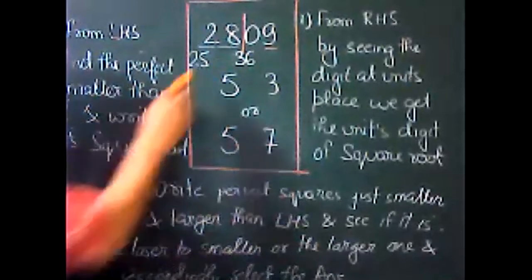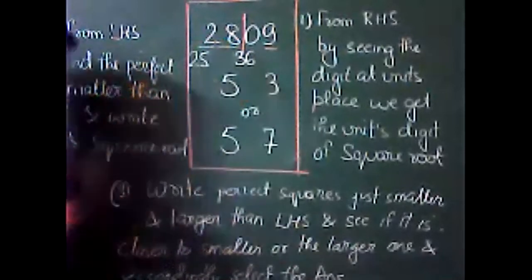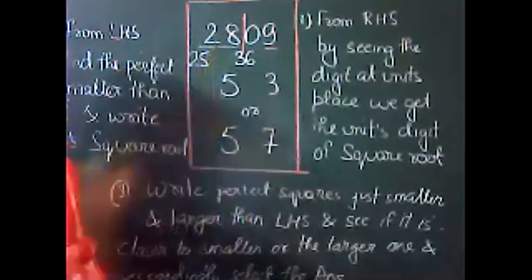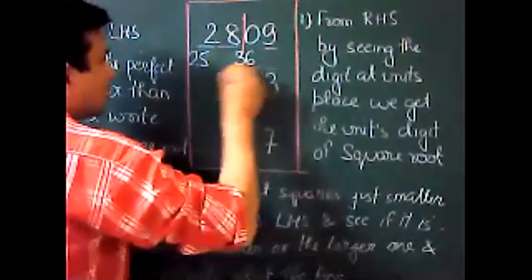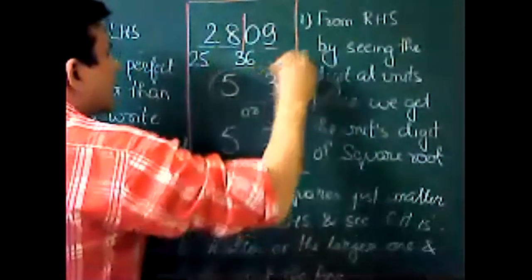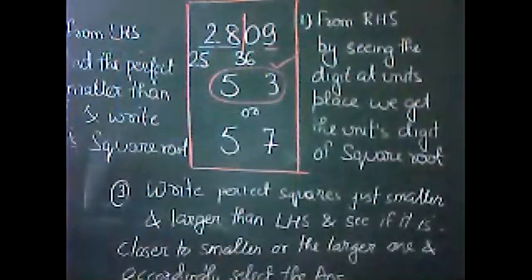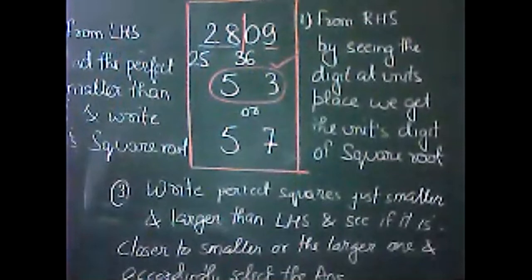Now 28 is closer to 25 or 36? 28 is closer to 25. So it is closer to the smaller number. Therefore, the smaller of the two is our answer: 25. So 53 is the square root of 2809. Yes, you can cross check. You can square 53, you will get 2809.